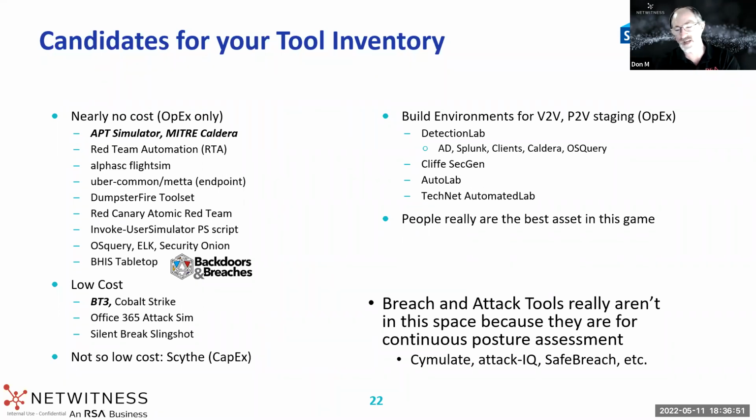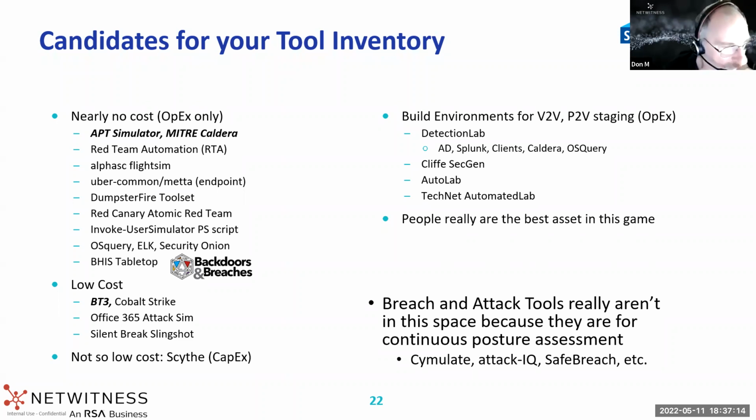So start with a tabletop exercise. Before you go crazy with tools and stuff, go get a copy of Backdoors and Breaches by Black Hills Information Security. You can order it off the web. It's a nice little tool set, $20, $25 US, something like that. It's a card game, and it's a really great tabletop simulator tool that you can use.